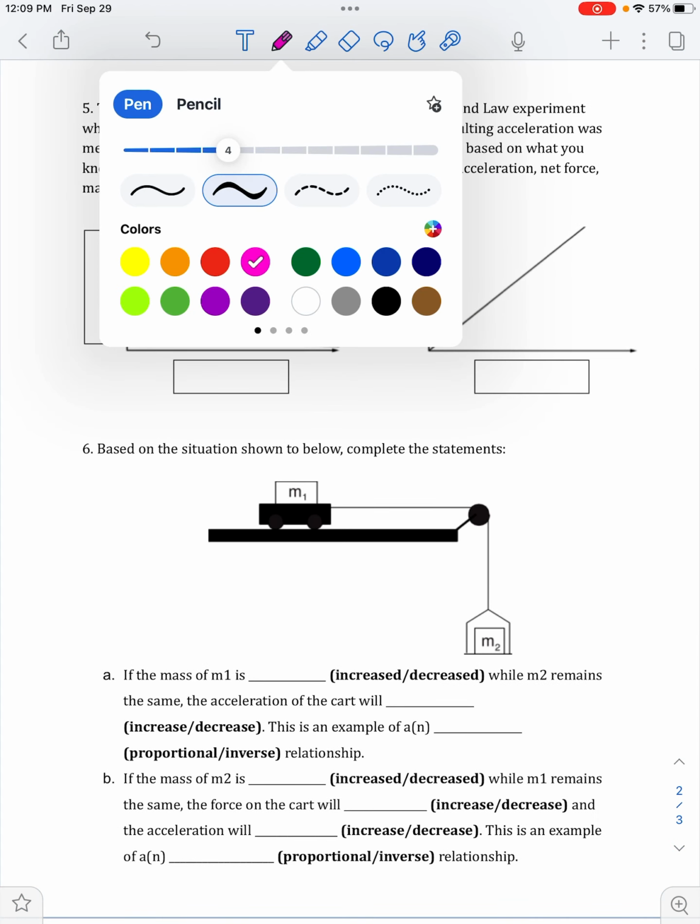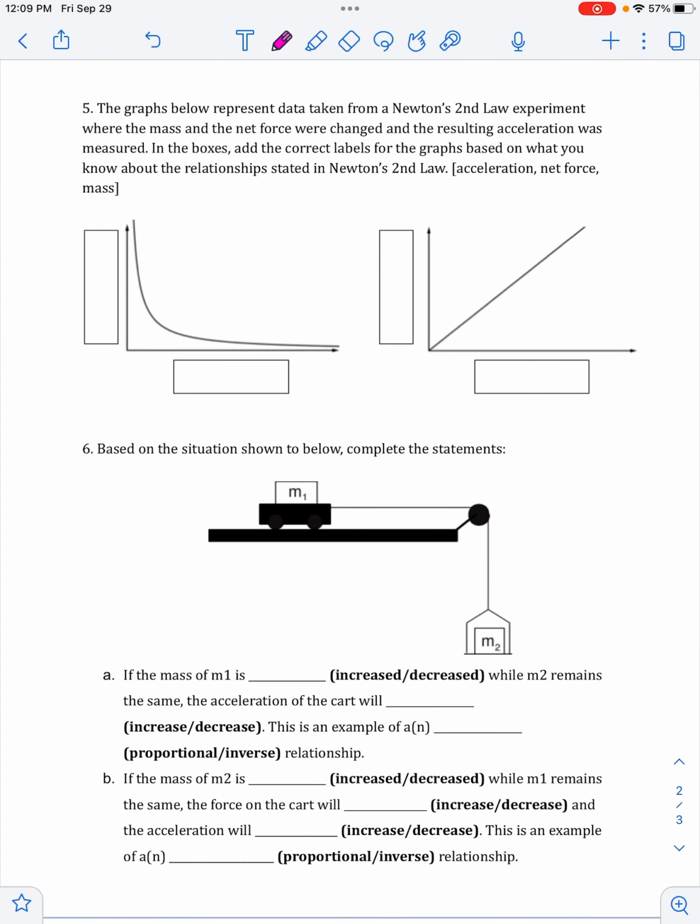For number 5, the question is, the graphs represent data taken from a Newton's second law experiment where the mass and net force were changed and the resulting acceleration measured. In the box, it says, add the correct labels for the graphs based on what you know about the relationship stated in Newton's second law. Newton's second law specifically tells us there's an inverse relationship between acceleration and mass and a proportional relationship between acceleration and net force. So in both of these graphs, the left side here is going to be acceleration.